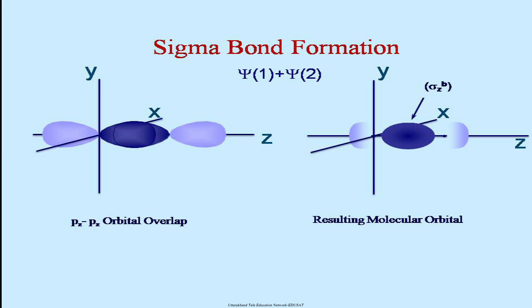The main features of bonding orbitals are that they hold the electrons in between the nuclei of the atomic orbitals. The high density between these two nuclei gives stability to the molecule, and they possess lower energy than the atomic orbitals from which they are formed.